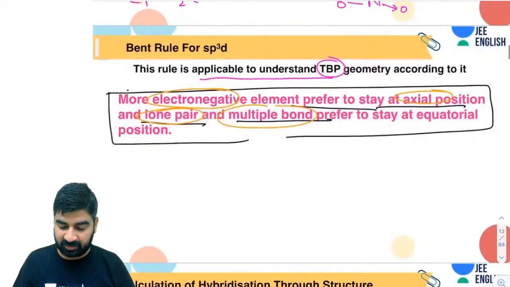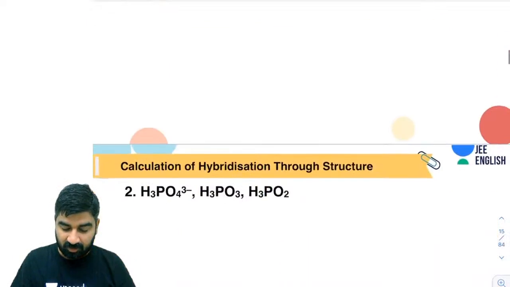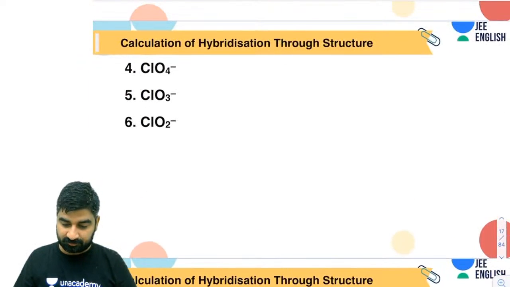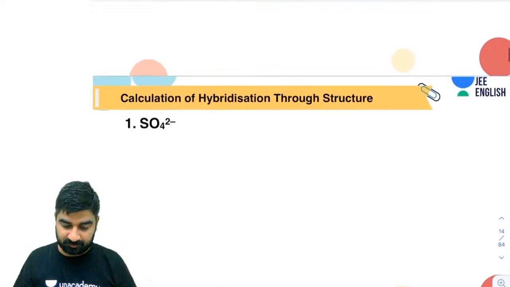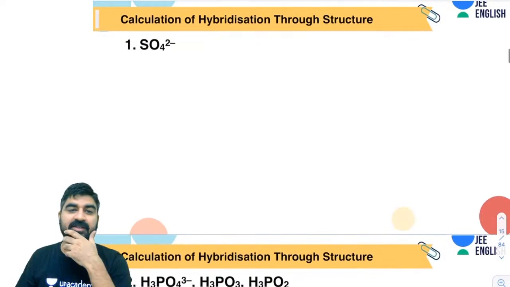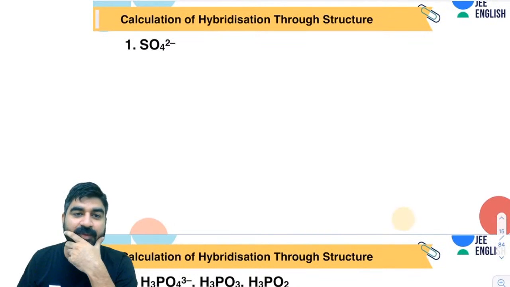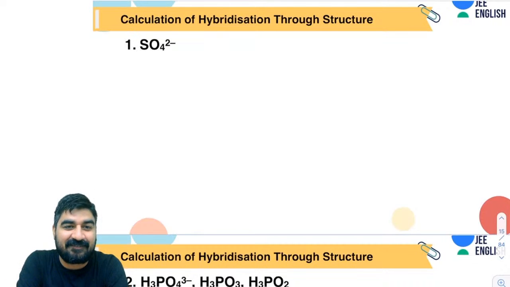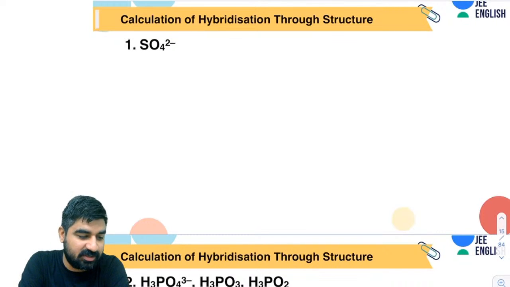Fluorine should go to the axial position. Now, guys, let's do the hybridization through the structure. How will you do it? Through the formula, you can get the wrong answer. But if you calculate hybridization through the structure, then you will never get a wrong answer.